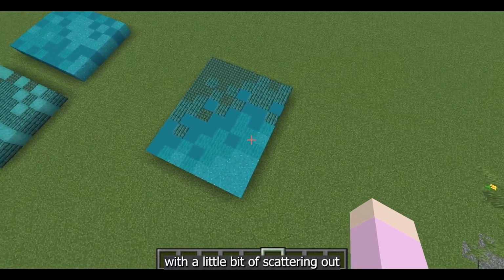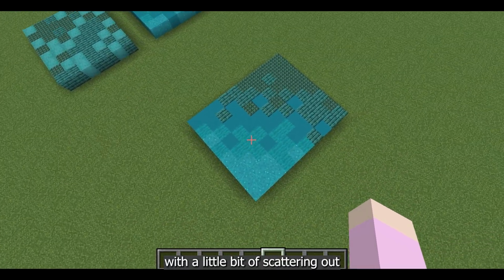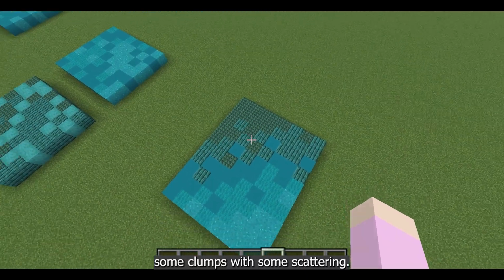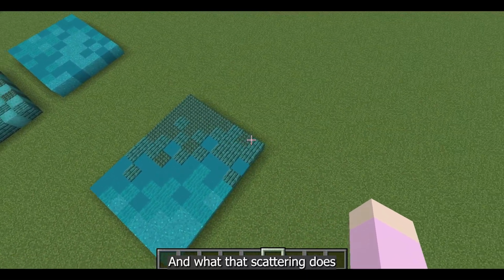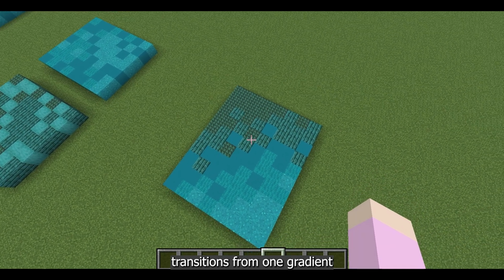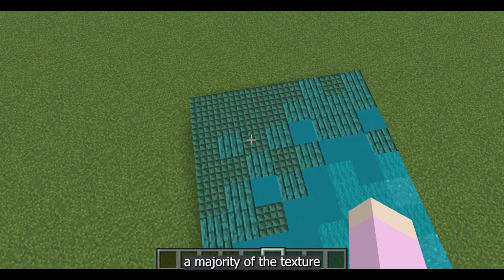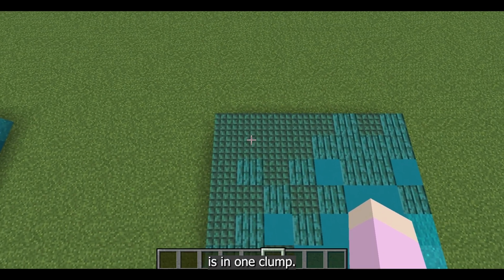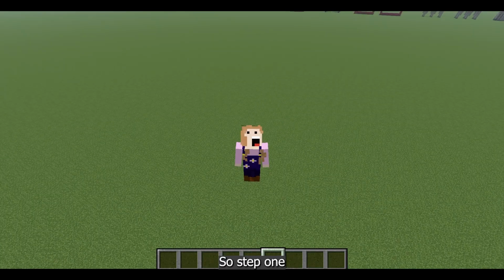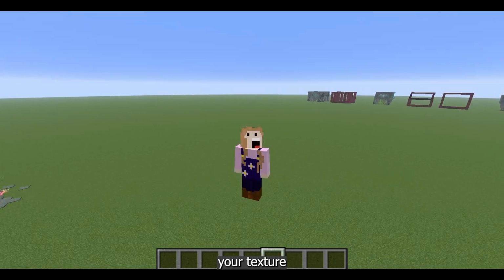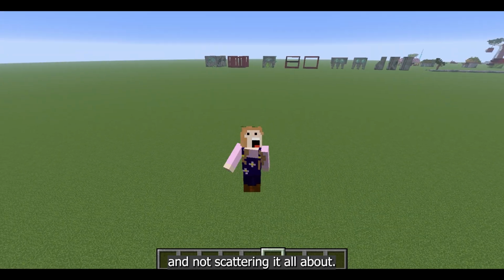So this is a clump with a little bit of scattering out, some clumps with some scattering, some clumps with some scattering. And what that scattering does is it transitions from one gradient or one color to the next. But you will notice that a majority of the texture is in one clump. So step one, keep your 50% flat rule. And step two, make sure that when you do your textures, you are texturing in clumps and not scattering it all about.